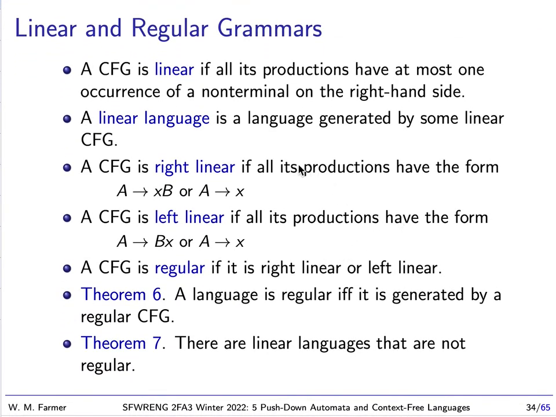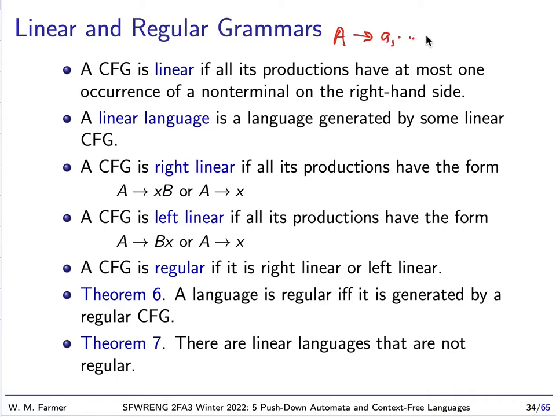Now, let's look at some other special grammars. One kind is a grammar that's linear. It's linear if all its productions have at most one occurrence of a non-terminal on the right-hand side. That means it goes to something like this.